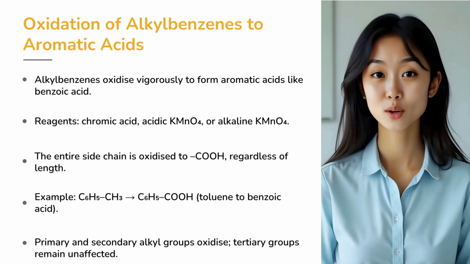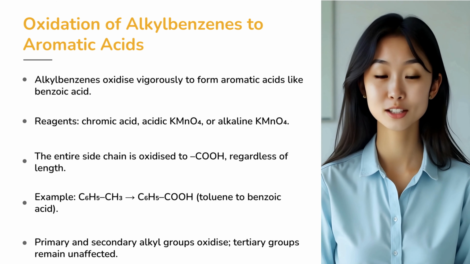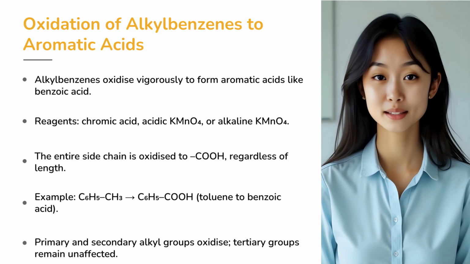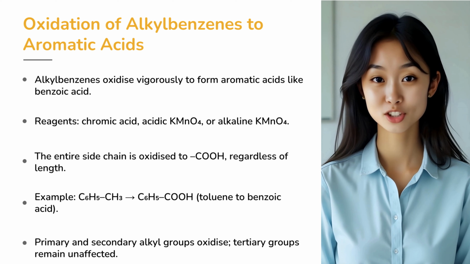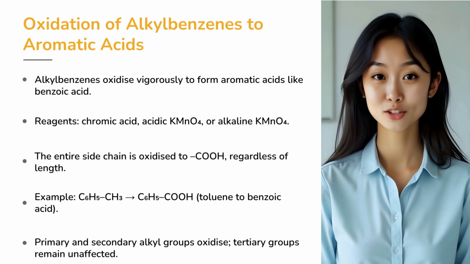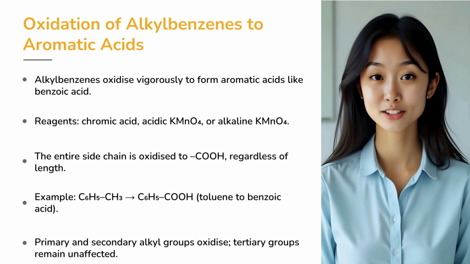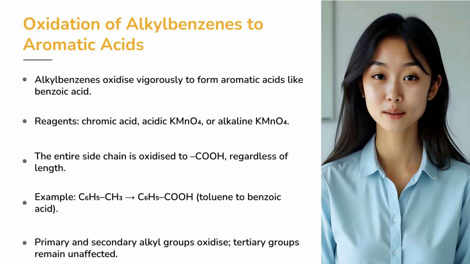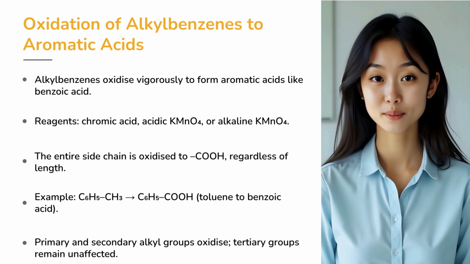For instance, toluene, which is C6H5CH3, oxidizes completely to benzoic acid, C6H5COOH. The benzyl carbon must have at least one hydrogen atom for this oxidation to happen, which is why tertiary side chains remain unaffected. This property is so powerful that it simplifies aromatic chemistry. No matter how complex the alkyl group, strong oxidation chops it down to COOH.